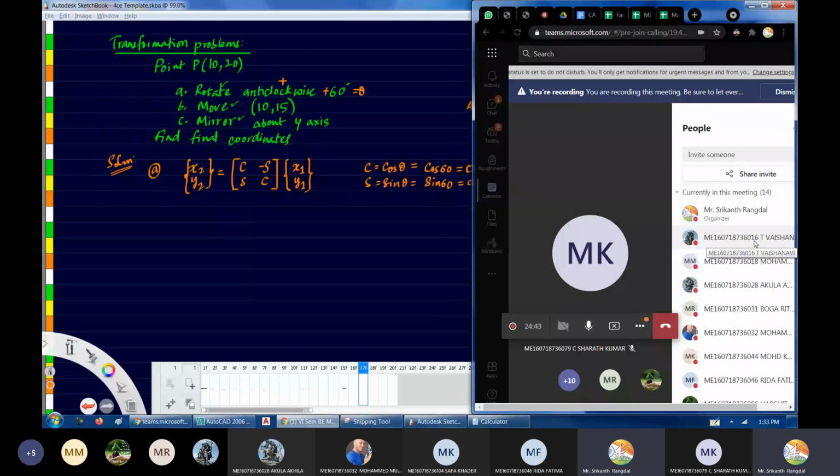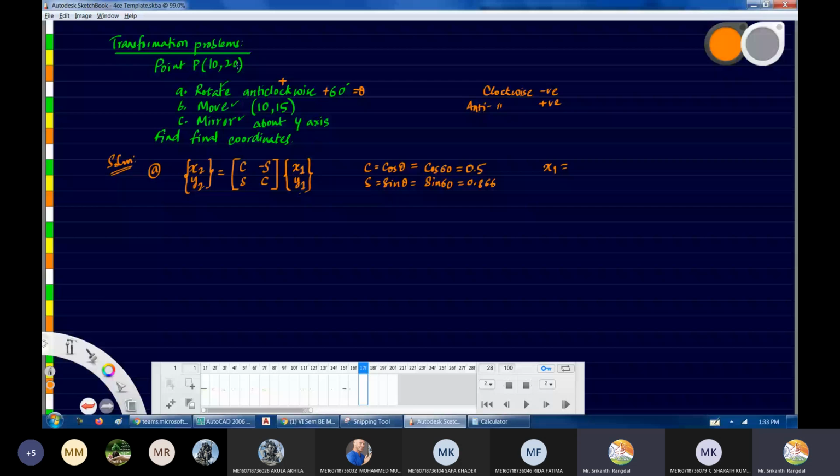What is the value of x1 here? X1 is the initial point, right? So this is x1, y1. So how much is x1? 10. How much is y1? 20. Correct. So now we have to substitute all these values here and we will get the value of x2, y2.